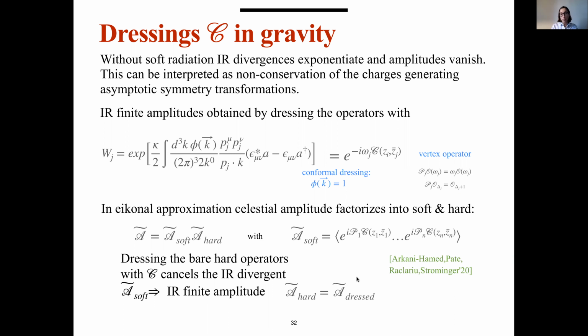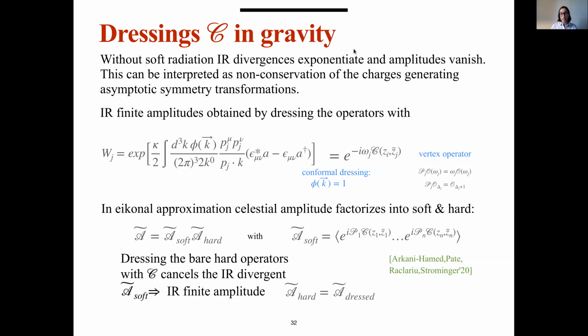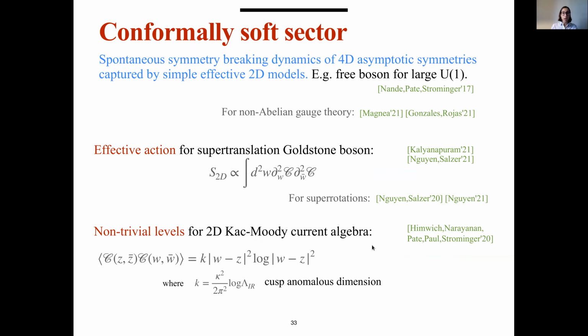And the way to do this is by having this very interesting correlator of these vertex operators, which brings me to the next topic: can we capture at least some subsector of this celestial CFT in a simple way? A subsector that has a good chance of being understood in a holographic context is the conformally soft sector. And this conformally soft sector involves precisely these Goldstone bosons that appear in the dressings. So this sector captures the spontaneous symmetry breaking dynamics of four-dimensional asymptotic symmetries.